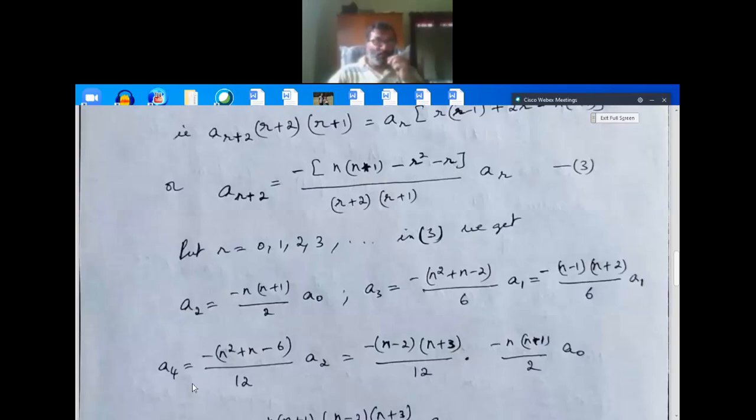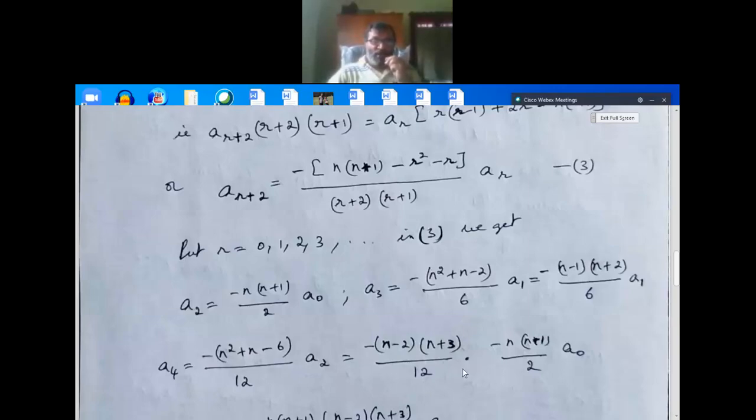So it will be minus of n squared plus n minus 6 divided by r is 2. So if I put r as 2, 2 plus 2, 4, 2 plus 1, 3, 4 into 3, 12. Then r is, that is 8. So I'll get minus of, again factorizing this, you know how to factorize, n minus 2 into n plus 3, n minus 2 into n plus 3 divided by 12.